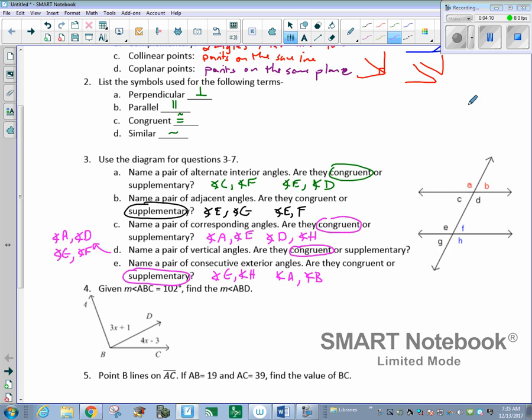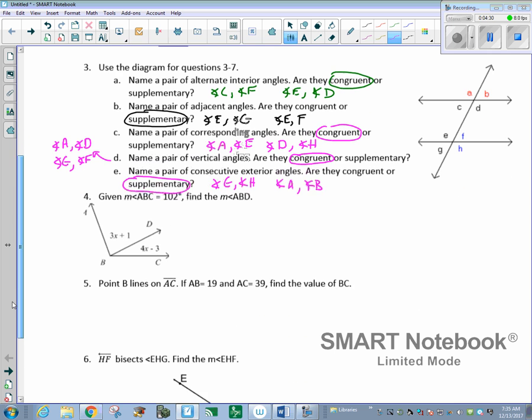Remember, alternate exterior angles are angle G and angle B. Angle G and angle B, those guys are congruent to each other, alternate exteriors. And then same side interiors, C and E are same side interiors, and those guys are supplementary to one another. So those are all the angle pairs that we can talk about.